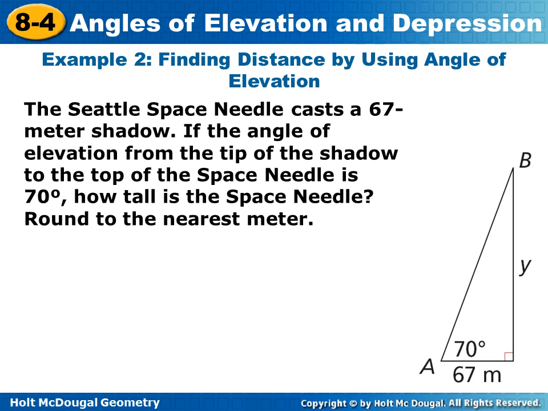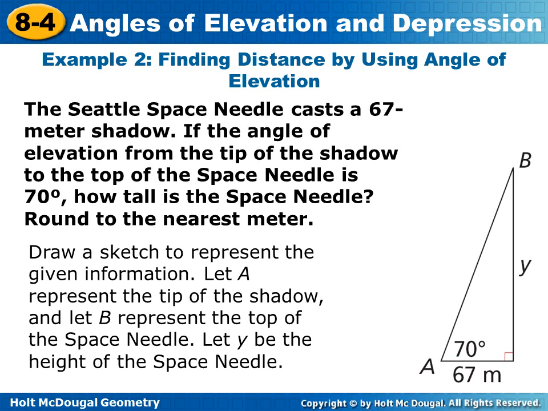Here we're going to find a distance by using the angle of elevation. The Seattle Space Needle, which is that tall building in Seattle that has the round top, casts a 67-meter shadow. If the angle of elevation from the tip of the shadow to the top of the Space Needle is 70 degrees, how tall is the Space Needle? Round to the nearest meter. So here's our picture. The shadow is on the ground, that's the 67 meters, and the angle of elevation is 70 degrees.